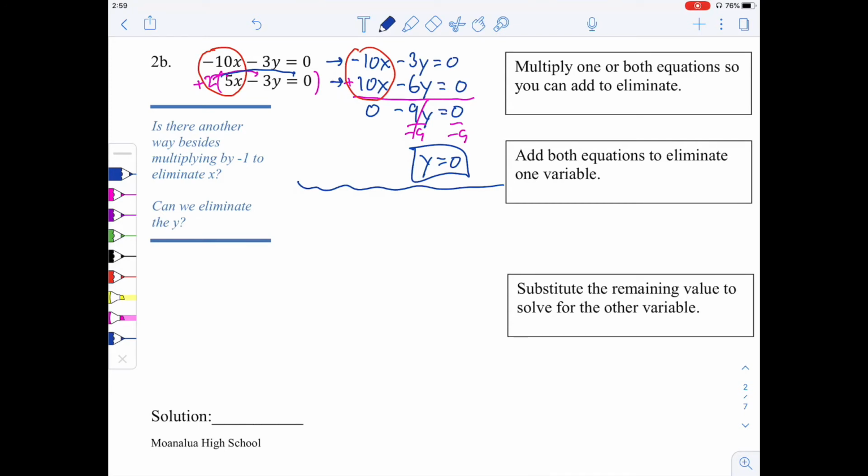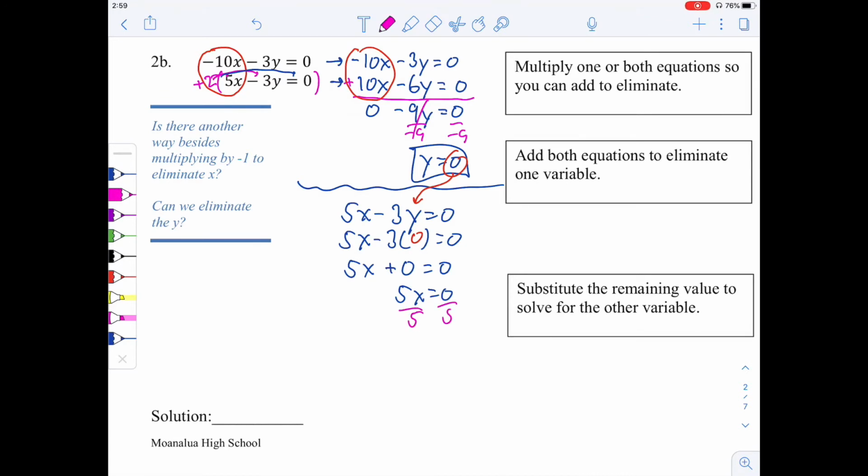And we put that into either equation. Let's use the second one. So we get 5x minus 3, now our y is 0, put that in there. So we get 5x plus 0 equals 0. So 5x equals 0. Divide by 5. x is 0. So our solution, again, is (0, 0).